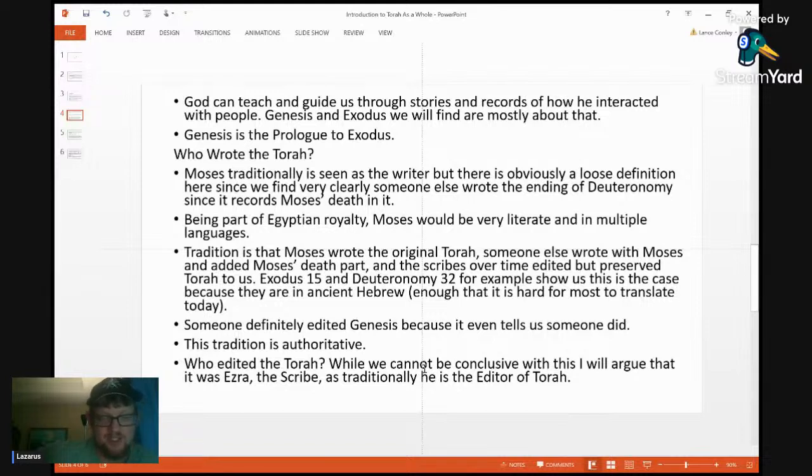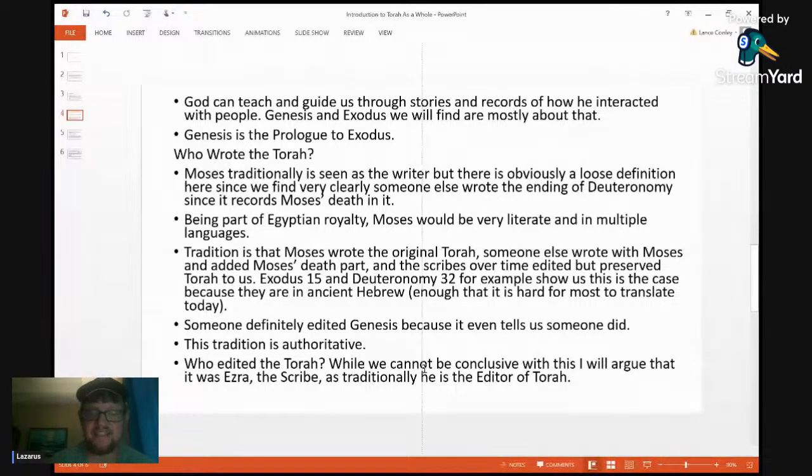Who wrote the Torah? Who wrote the five books? Moses traditionally is seen as the writer, but there's obviously a loose definition here, because we find clearly that someone else wrote the ending of Deuteronomy, since it records Moses' death in it, right? If you go read it, you'll see that. But for the most part, traditionally, we ascribe it to Moses, because being part of Egyptian royalty, Moses would be very literate and he would have known multiple languages. He would have been taught that as a part of Egyptian royalty. And tradition is that Moses did write the original Torah. Someone else wrote with Moses and added Moses' death part, and the scribes over time edited but preserved the Torah to us. And obviously, the tradition is that he got the Torah from God up on Mount Sinai, right? So there you go with that.